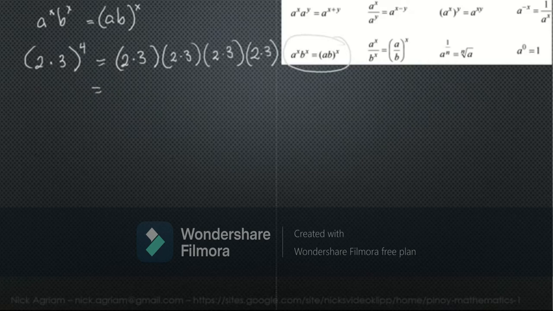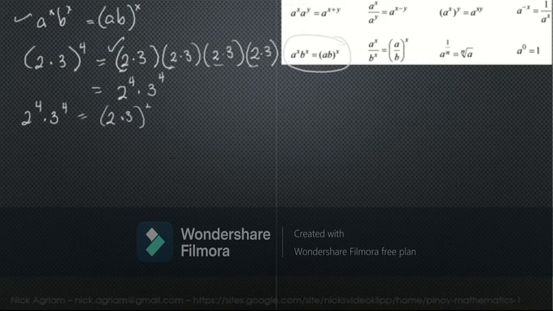Then as you can see, we have 2 raised to 4, we have 1, 2, 3, 4, and then we have 3 raised to 4. So instead of doing this very long solution, you can just use this equation or this law of exponent. That if you have 2 raised to 4 multiplied by 3 raised to 4, then it is the same as to say 2 times 3 raised to 4.